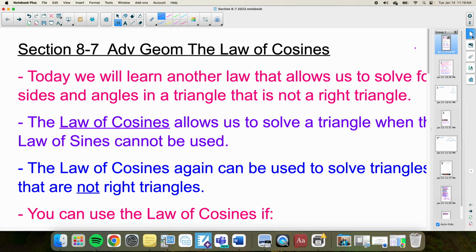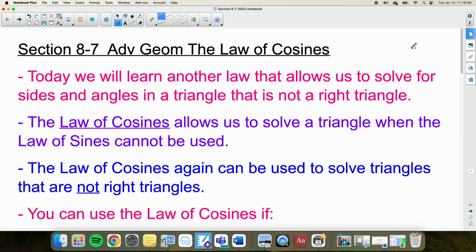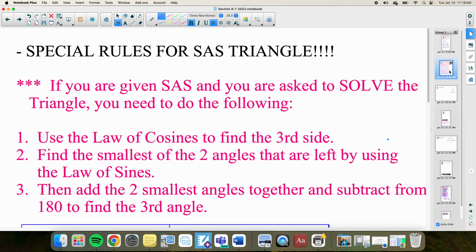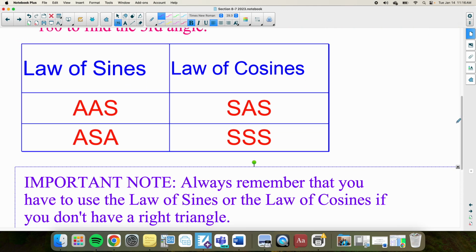So we are going to learn about law of cosines today. Now yesterday we learned law of sines, and law of sines worked for two types of triangles. If you remember what that was, this is on your cheat sheet. Law of sines worked if you had a triangle where you knew an angle, angle, side. Okay, so you might have known this was 50, this was 70, and this side was 10. That's where that works. Okay?